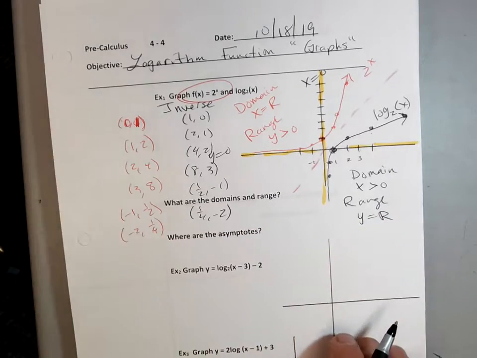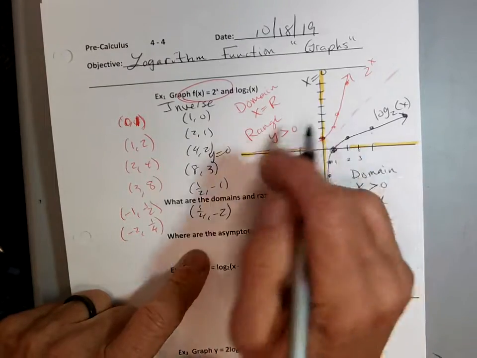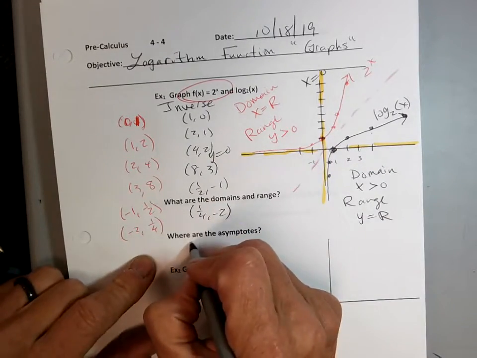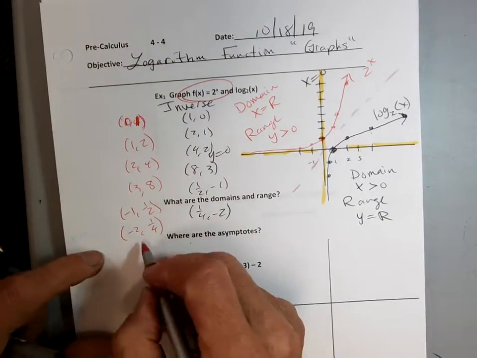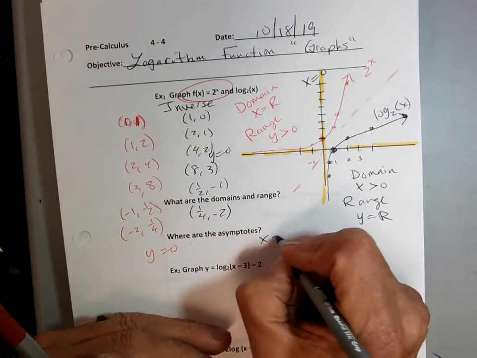Okay? To me, it makes complete sense. If I'm doing an inverse, x's become y's and y's become x's. So the domain becomes the range, and the range becomes the domain because we're switching x's and y's. Thumbs up? Okay, so far so good. So, now, let's make it where the asymptotes, we already put them in, are y equals 0 for this one, and x equals 0 for the log graph, okay?